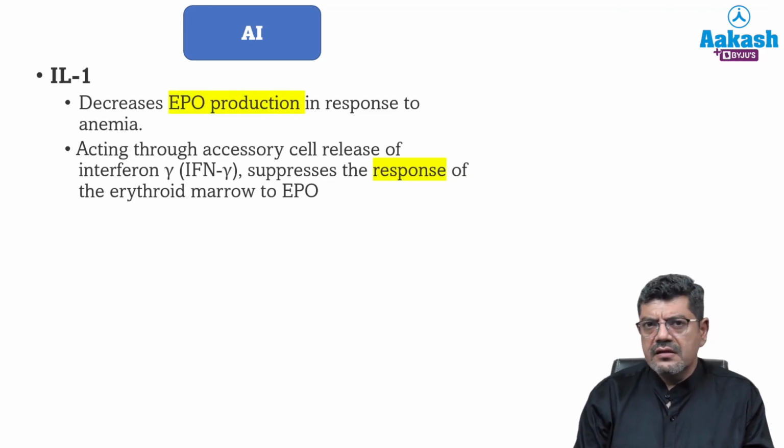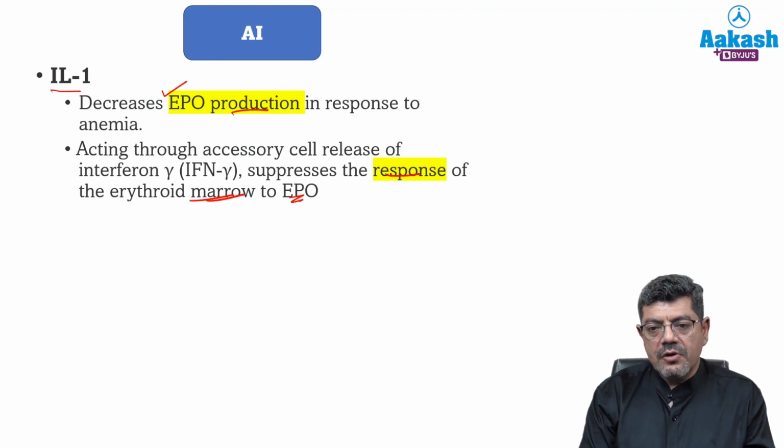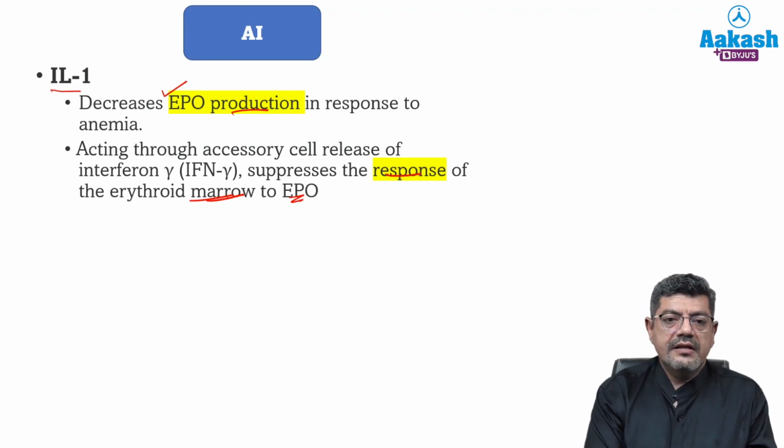Now, what's anemia of inflammation? I was saying I'd tell you its pathogenesis very quickly. There are three important cytokines there. The first is interleukin 1. It decreases erythropoietin production in response to the anemia, and it reduces the response of the marrow to that erythropoietin. So production of erythropoietin is reduced and response to erythropoietin is poor, and that's because of interleukin 1, right?